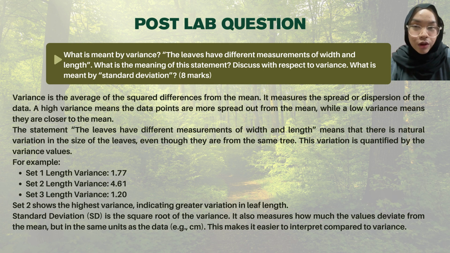So the answer for question 2: variance is a value that tells us how much the data is spread out from the mean. If the variance is high, the data values are more spread out. In this practical, we can see that set 2 has the highest variance for leaf length, which means that the leaf sizes were very different from one another. Standard deviation is the square root of variance. It shows how much the data differs from the average, using the same unit as the measurement, which is centimeters in this case.